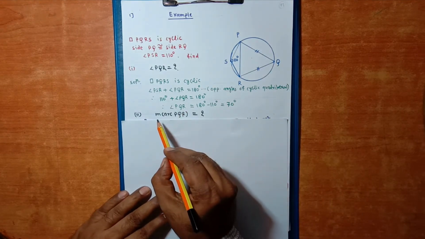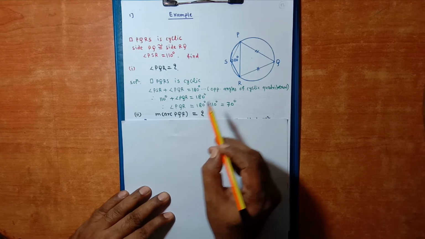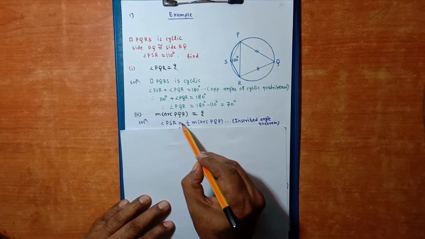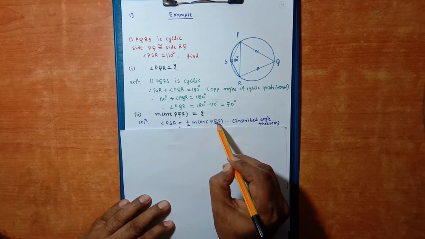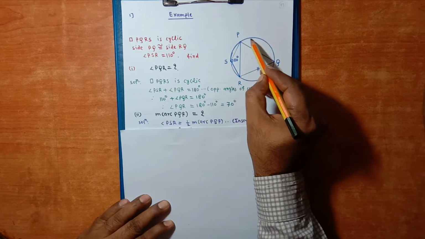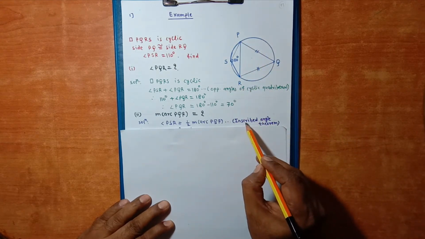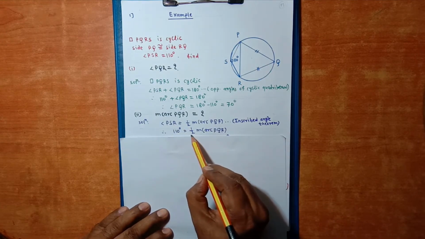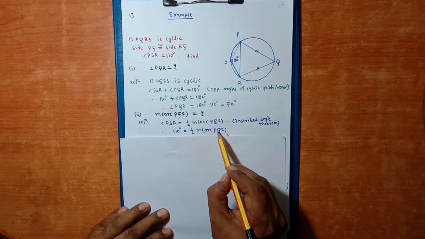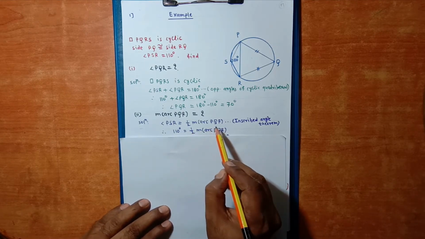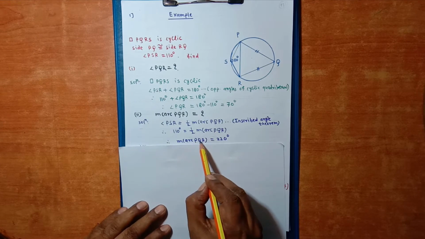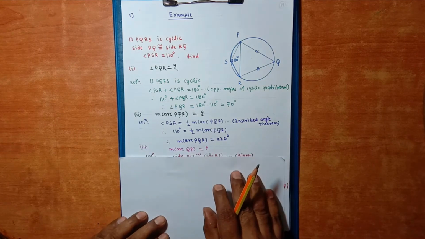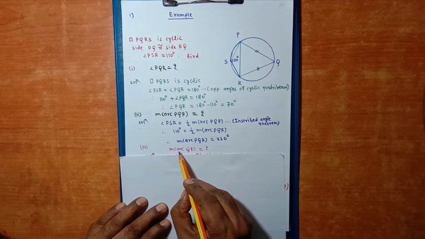Second sub question. The measure of arc PQR is equal to how much? This is arc PQR. Angle PSR is equal to 1 half the measure of arc PQR. The reason is the inscribed angle theorem. The measure of angle PSR is 110, which is given, equal to 1 half the measure of arc PQR. Multiplying both sides by 2, we get the measure of arc PQR is equal to 220.